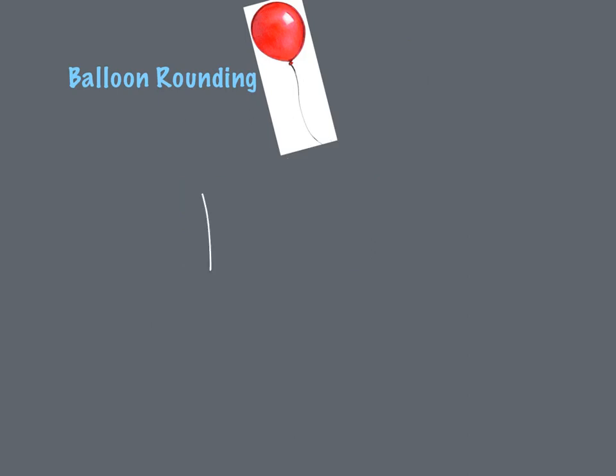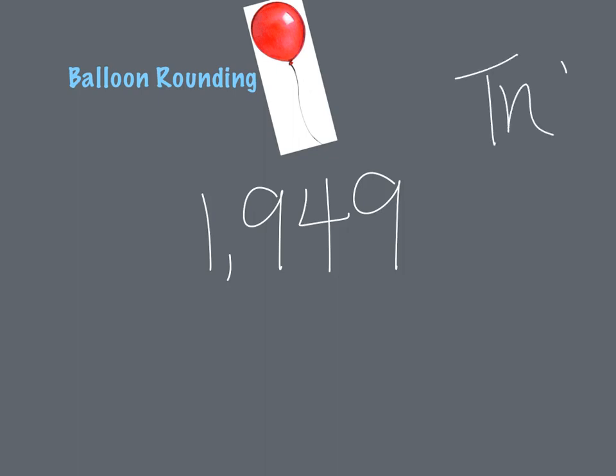Let's say our number is 1,949, and we are rounding to the thousands place. I'm going to put TH over here so don't forget I'm rounding to the thousands place. Now, let's make sure that we know which digit is in the thousands place. So let's make a mini place value chart on the top. 9 is in which place value? Good. Ones, then tens, hundreds, and then finally thousands.